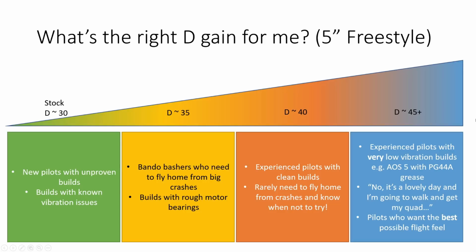So the amount of D-gain that you want to run really depends on you as a pilot. And so I put together this little chart of trying to show what might be the right D-gain for different kinds of pilots. So if you're a new pilot, you've got an unproven build, or you've got a build with known vibration issues, stick to stock D-gains of about 30. This is for 5-inch freestyle. If you are a bando basher and you know you're going to need to fly home after having a big crash, or perhaps you've got a build with rough motor bearings because you've had a big crash, then maybe stick with a D-gain of about 35, a little bit more than stock.